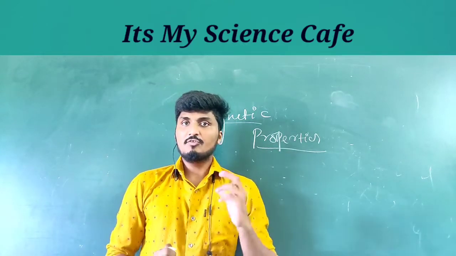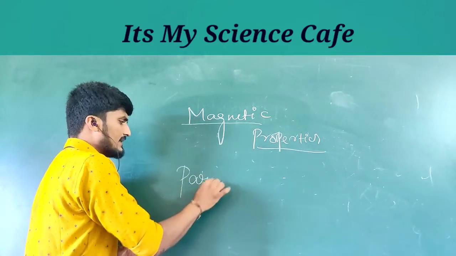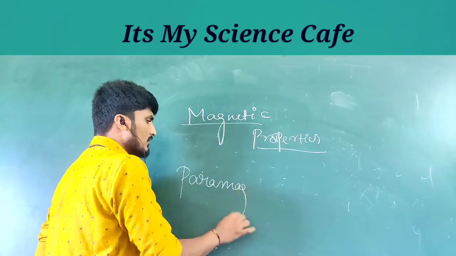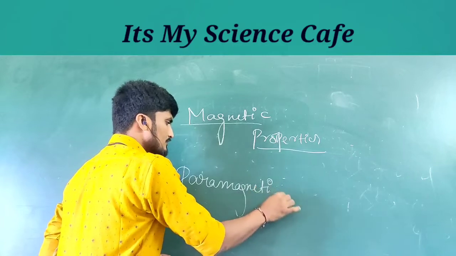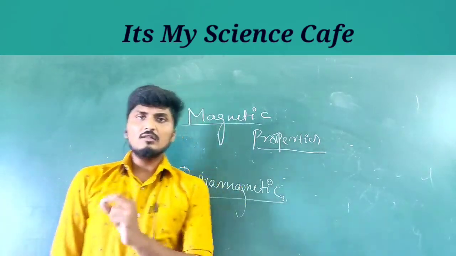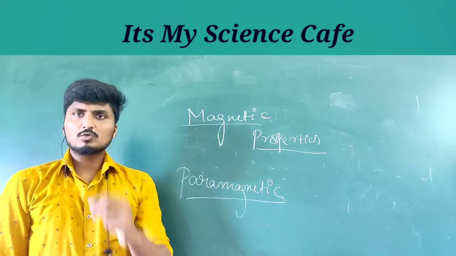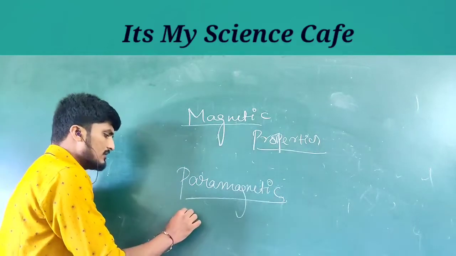In this class, we are going to study paramagnetic properties. Why are we going to study paramagnetic properties? Because when we are talking about the transition metals, almost all the transition elements will show paramagnetism only. Because why? You know that all the transition metals.